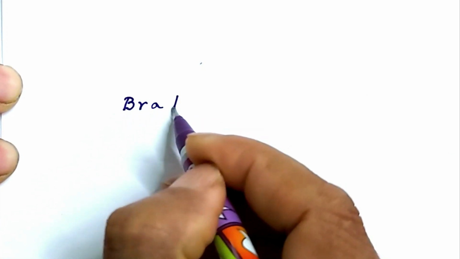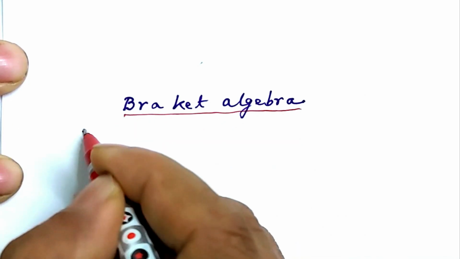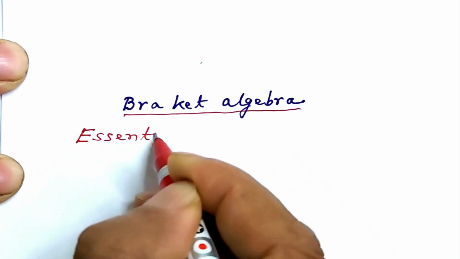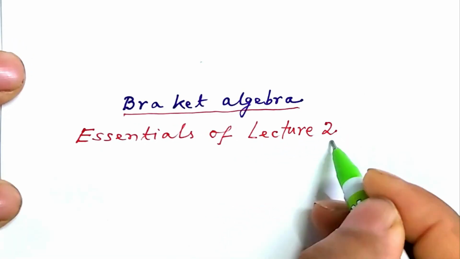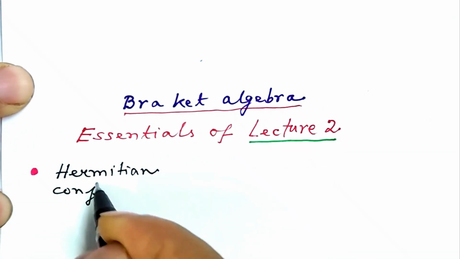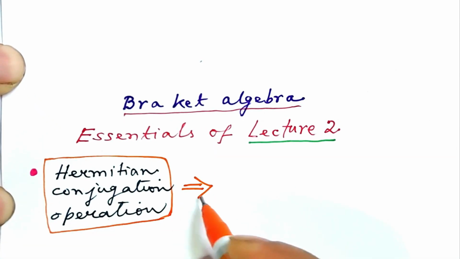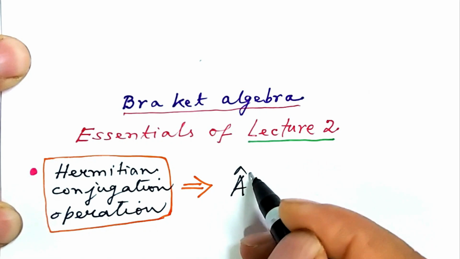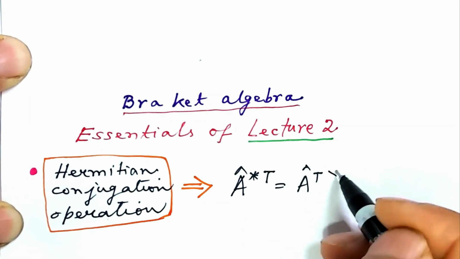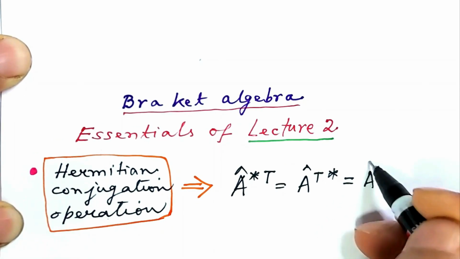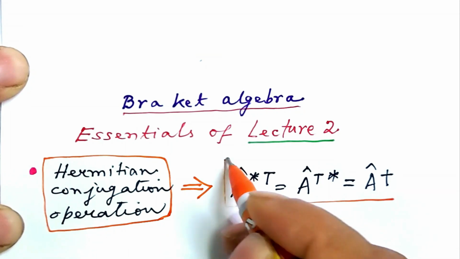This is the third lecture of the lecture series entitled Bracket Algebra. Let me first mention the essential points of the previous second lecture. We defined what is Hermitian conjugation operation. It is taking complex conjugation followed by transpose. While star represents complex conjugation, the symbol T represents transpose and the dagger symbol stands for Hermitian conjugation operation.